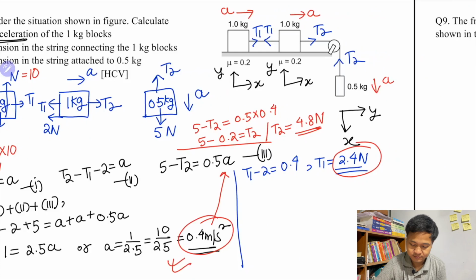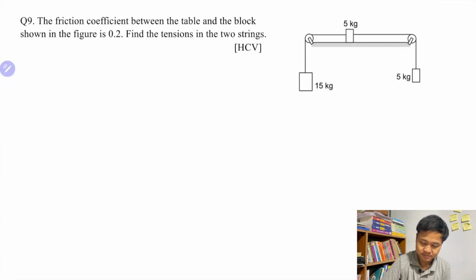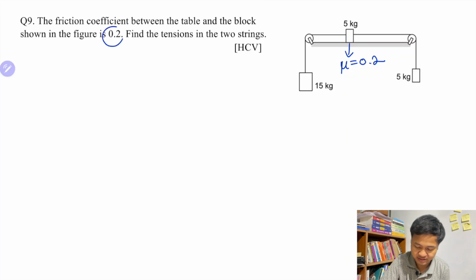Okay, so last question. Given is the coefficient of friction between the table and the 5 kg block. It is mu equal to 0.2. Okay, this is given. The question is on the tensions. See, you have two different strings. So let's name them: let's say this is T1 and this is T2.